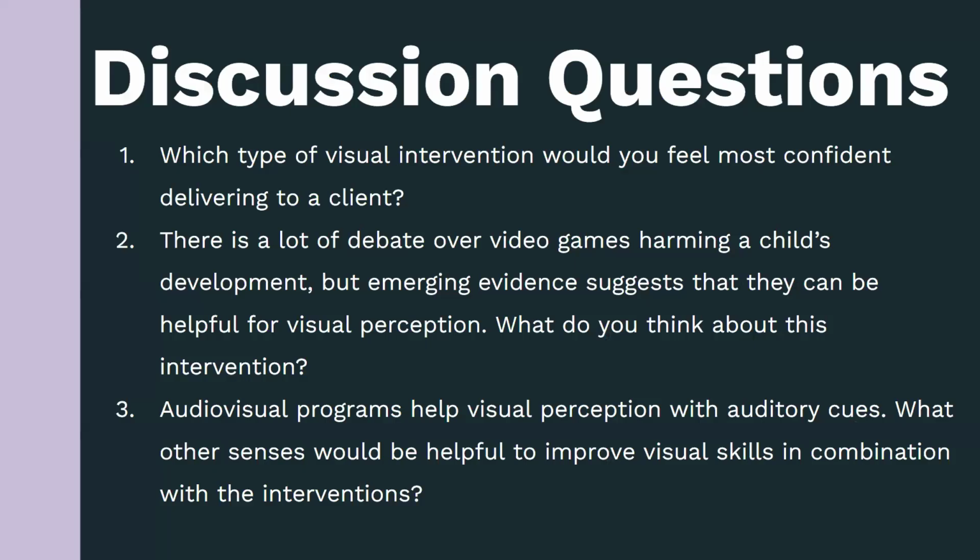And finally, these are my discussion questions. Number one, which type of visual intervention would you feel most confident delivering to a client? Number two, there's a lot of debate over video games harming a child's development, but emerging evidence suggests they can be helpful for visual perception. What do you think about this intervention? And number three, audiovisual programs help visual perception with auditory cues. What other senses would be helpful to improve visual skills in combination with these interventions?